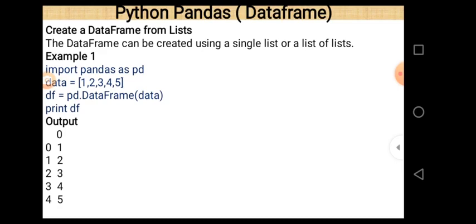After that, df is equal to pd dot DataFrame data. Data is passed as an argument to the DataFrame constructor, and this value is assigned to a variable df. Df is the variable which represents a data frame belonging to the list named data. And after that, the print statement. So this is the output.